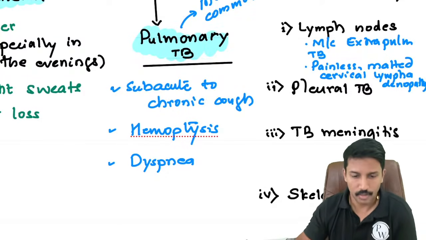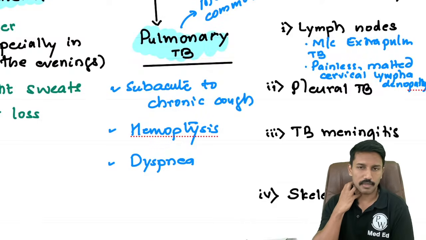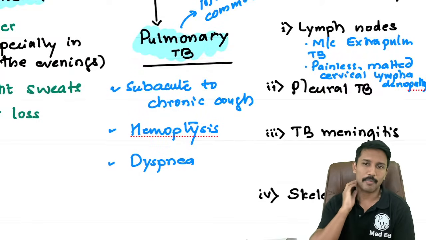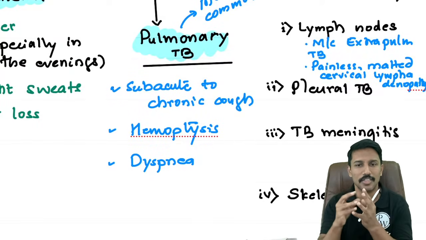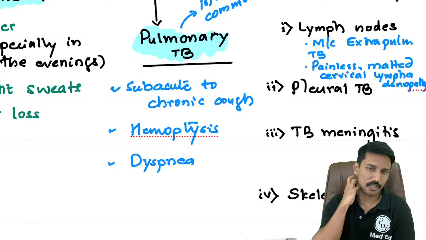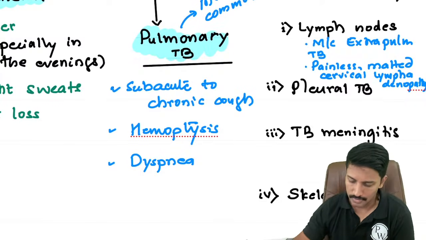These patients will generally have multiple lymph nodes enlarged, mainly in the cervical region. They are painless and they are matted. Matted means they are attached to each other. It appears like one larger mass with nodular surface, right?